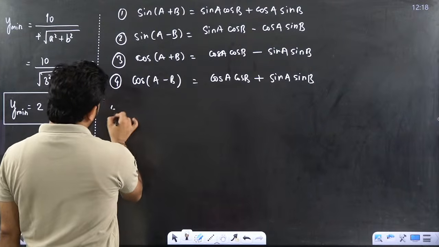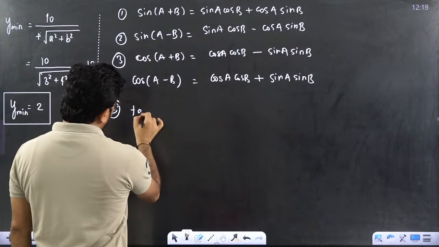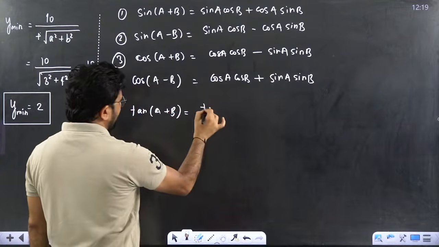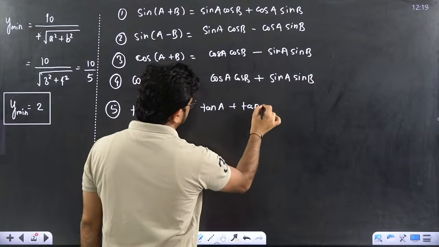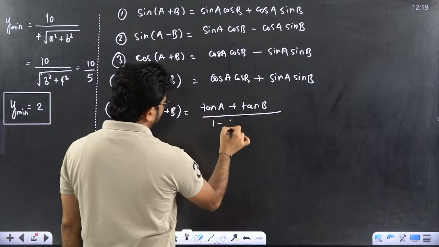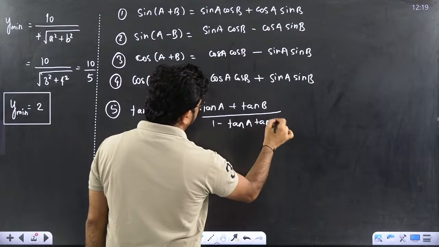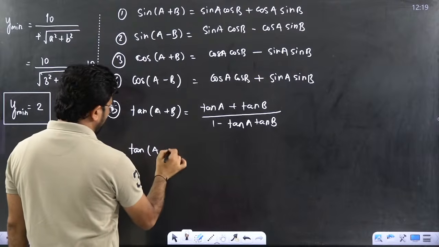Next, the fifth formula, this is very simple. Tan of A plus B is tan A plus tan B divided by 1 minus tan A tan B. Next, the tan of A minus B formula.